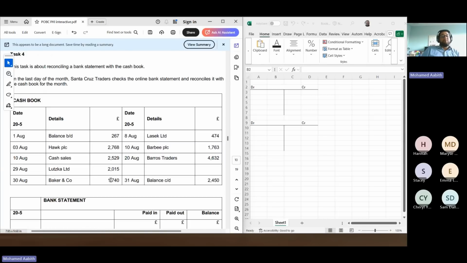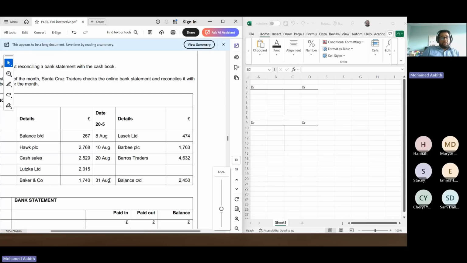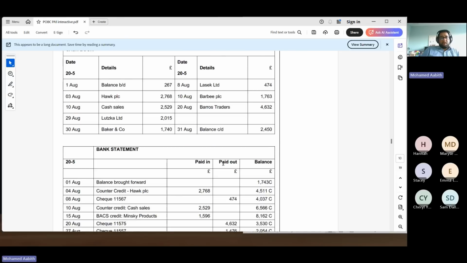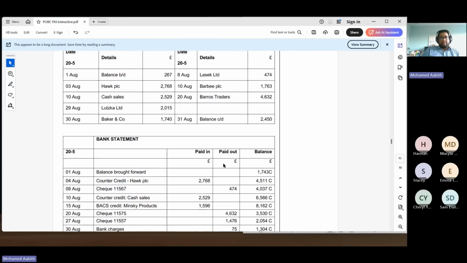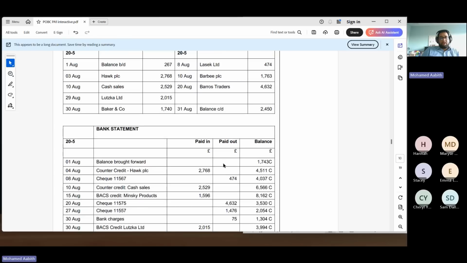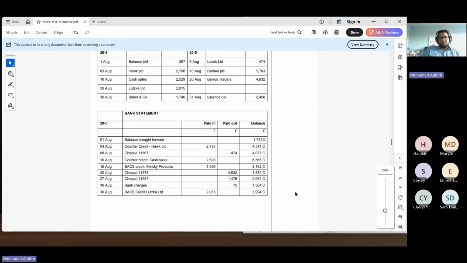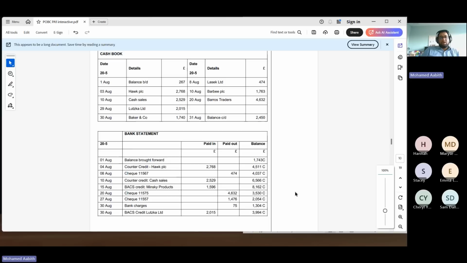So now we come to the business end of it, task 4, which is the bank reconciliation. So here, let me put this now. See, I can show the whole of it. Okay, I think I can see all of it now. Let me slightly zoom out. Yeah, here you go. Cash book and the bank statement.